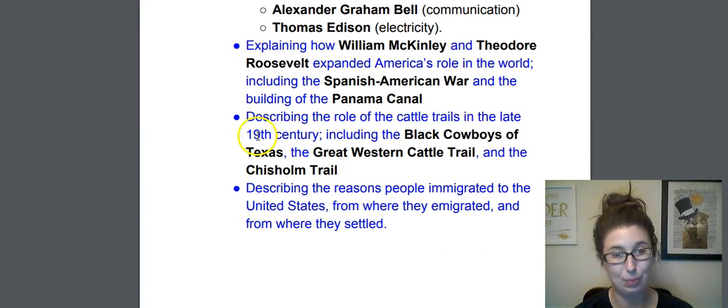Ooh, and then this next one. Describing the role of the cattle trails in the late 19th century, see how it says century, including the Black Cowboys of Texas, the Great Western Cattle Trail, and the Chisholm Trail.